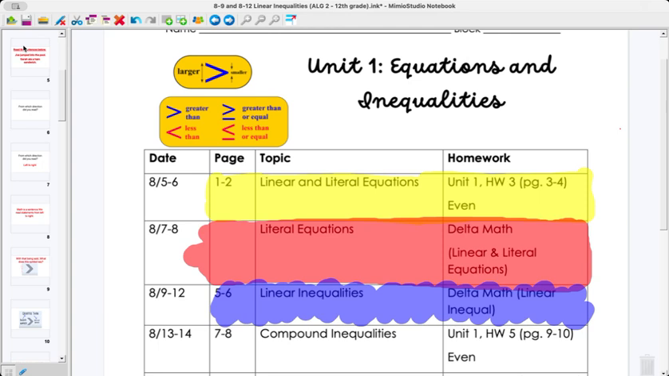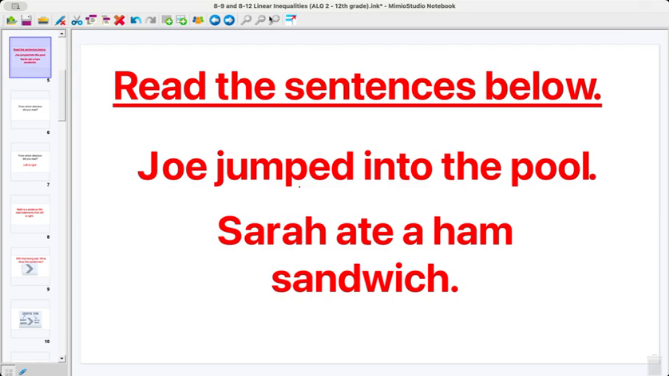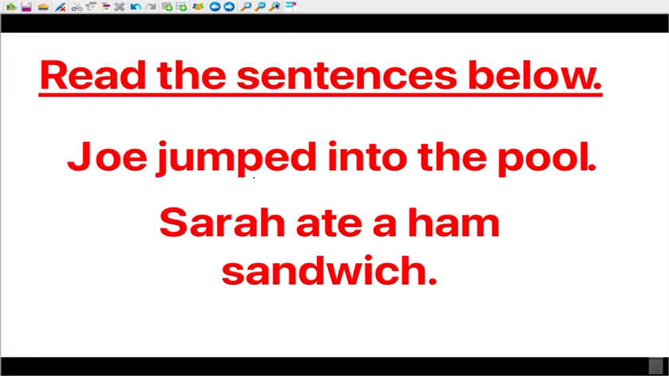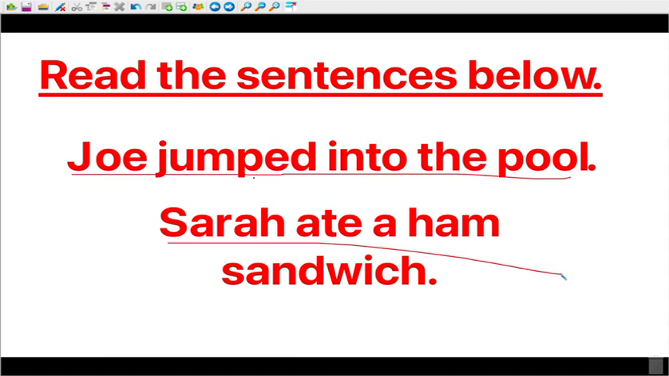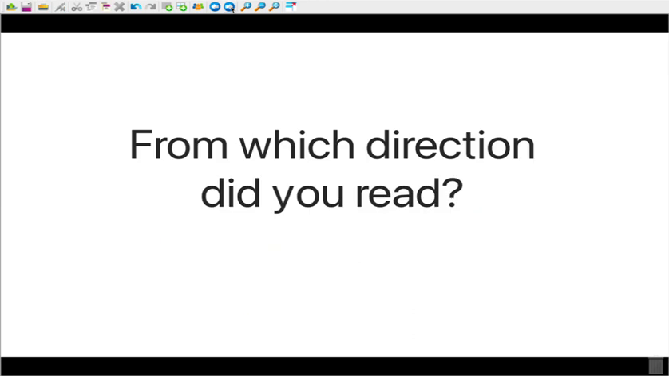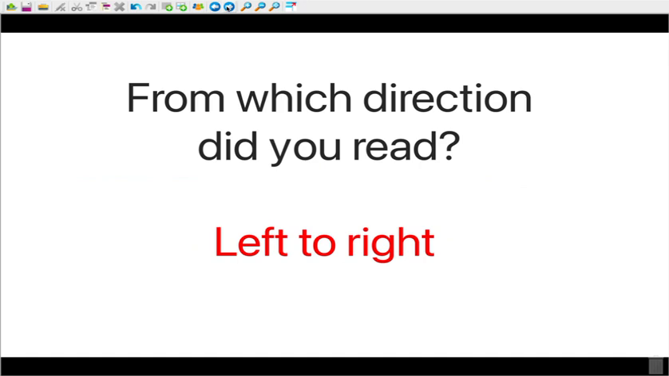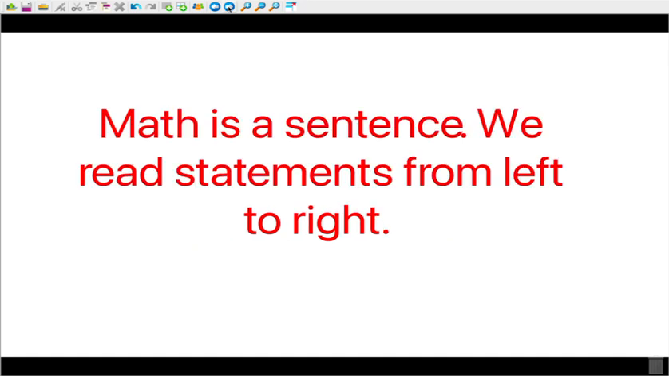All right, today we are going to be solving and graphing linear inequalities. So to get into that, I need to start you off with a quick review. If I asked you to read the sentences below, you would read it as: Joe jumped into the pool, Sarah ate a ham sandwich. From which direction did you read? You read from left to right.